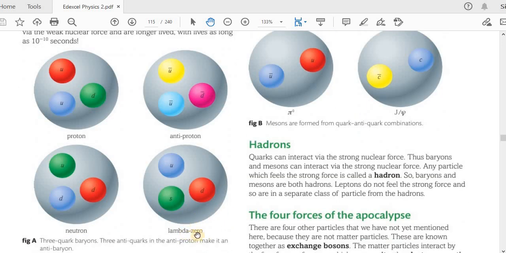And here you have lambda 0. You can try to find out what the total charge here is. You remember previously we learned that up quark is plus 2 over 3, strange quark is minus 1 over 3, down quark is also minus 1 over 3. So if you add all these together, 2 over 3 minus 1 over 3 minus 1 over 3 is 0. So from the name itself you can figure out that the charge here is 0.